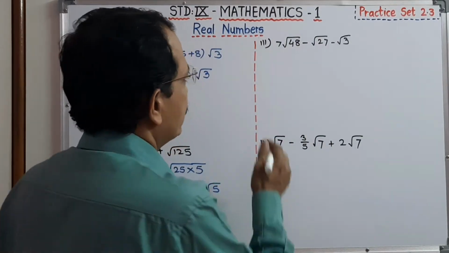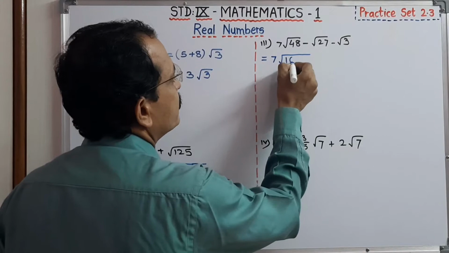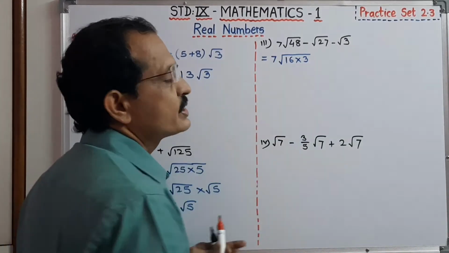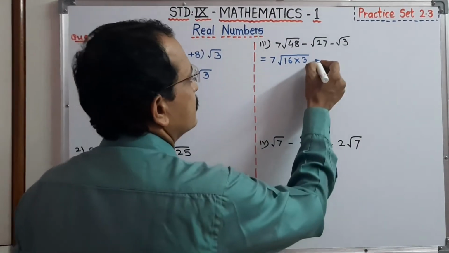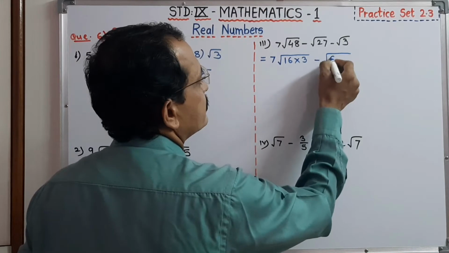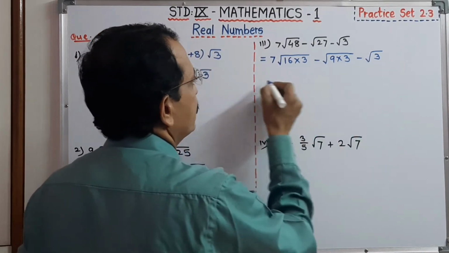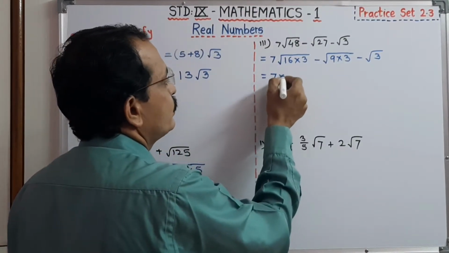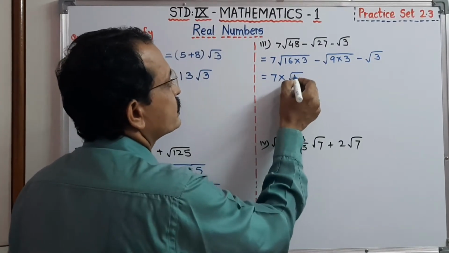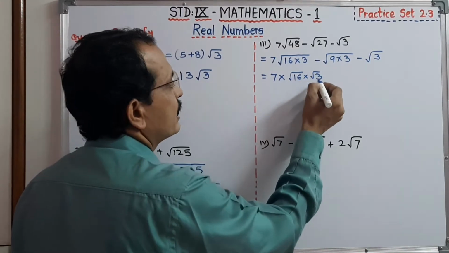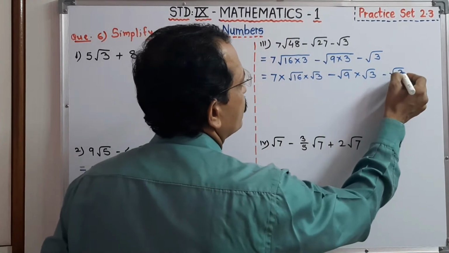Therefore, see here, we can factorize this 7 root 48. Root 48 means 16 into 3. 16 is a perfect square and we get this 3 here. Minus, tell me the factors of 27. It is 9 threes are 27, 9 is a perfect square and this is root 3. Now dear students, 7 into this 16 we take out, then it will be root 16 into root 3, we write it separately, minus root 9 into root 3, minus root 3.